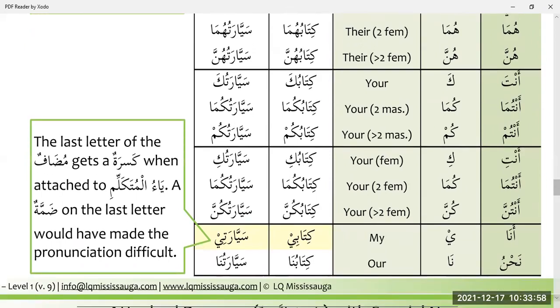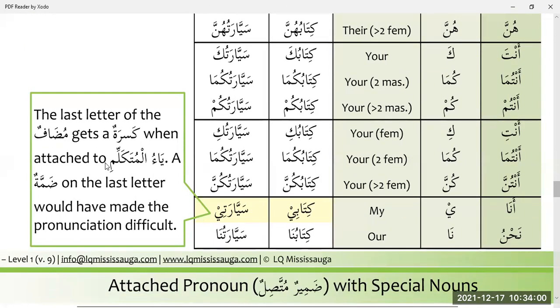Okay, for kitabi, sayarati, the last letter of the mudaf gets a kasra when attached to a ya mutakallam. So it will take a kasra.